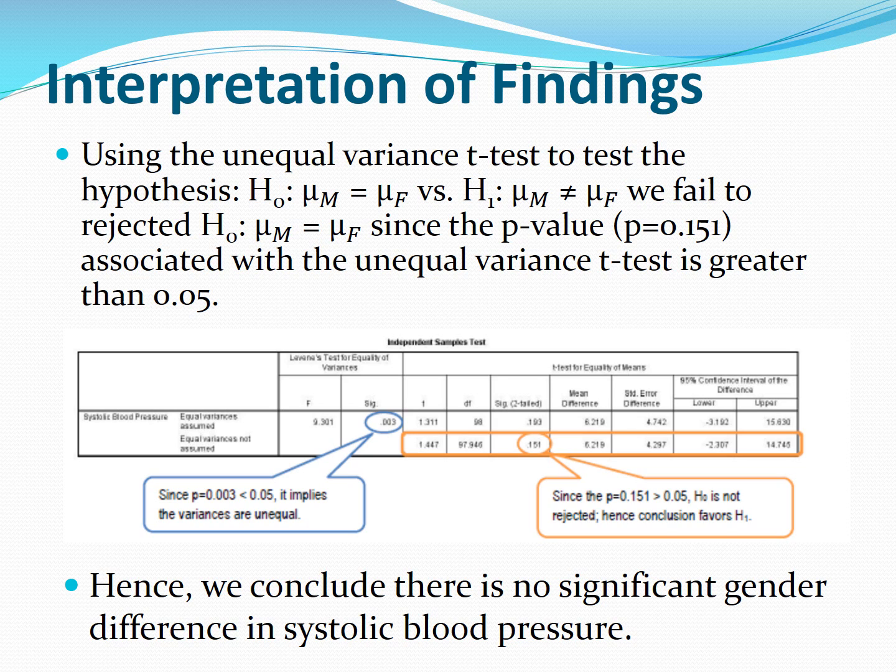Now, since the p-value associated with the unequal variance t-test is 0.151, which is greater than 0.05, we say that the test is not significant. Hence, we fail to reject the null hypothesis. Therefore, our conclusion would be that there is no significant gender difference in systolic blood pressure for this target population.